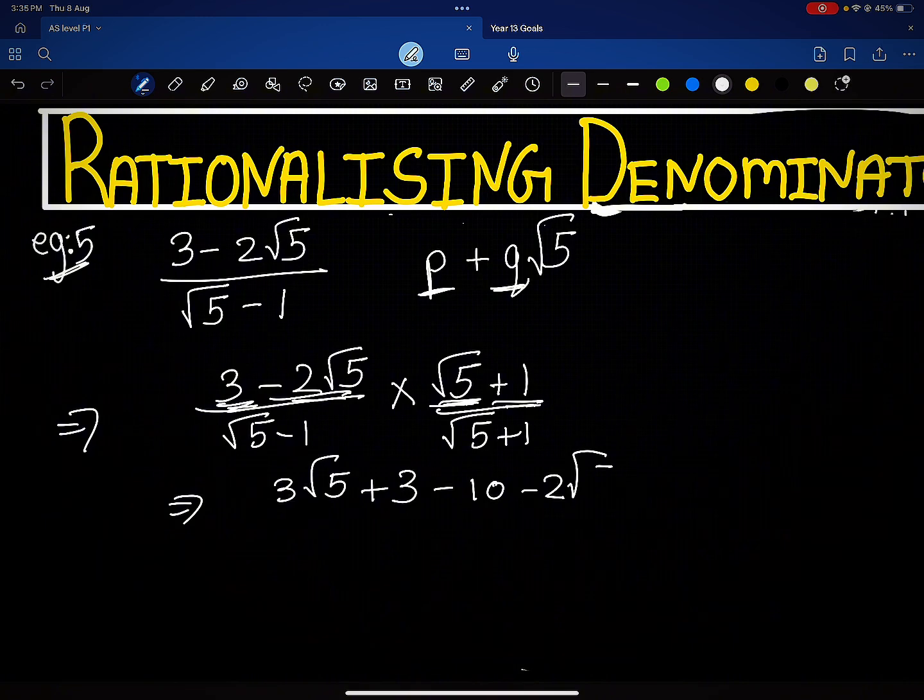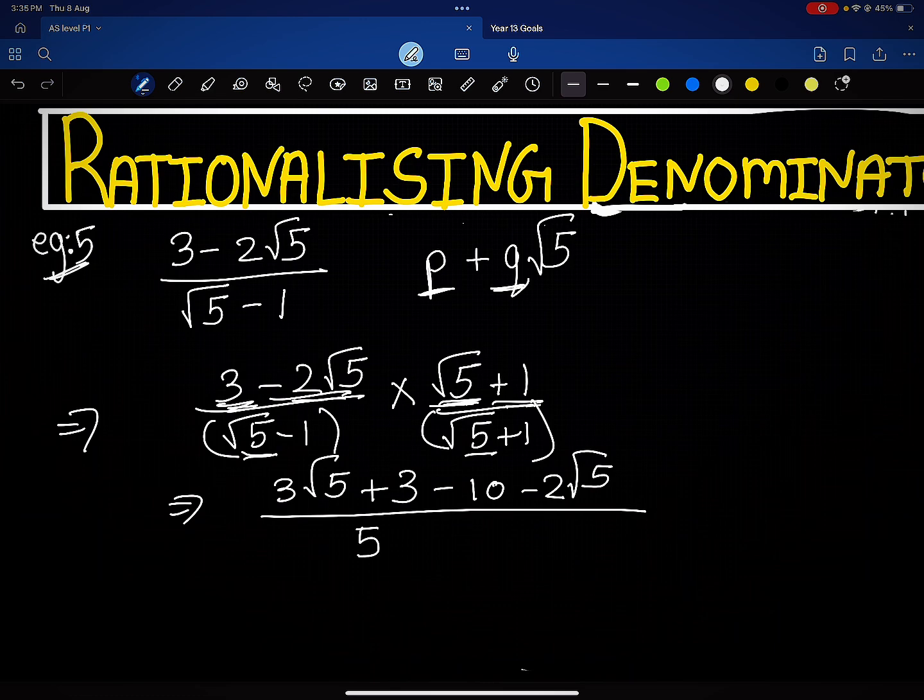In the denominator, I'll just put these brackets. I don't know why, that just kind of makes things simpler. Again, root 5 times root 5 is going to give me 5. Root 5 times 1 will give me plus root 5. Now minus 1 times root 5 will give me minus root 5, and minus 1 times 1 is going to give me minus 1. So yeah, root 5 and root 5, they get cancelled out.